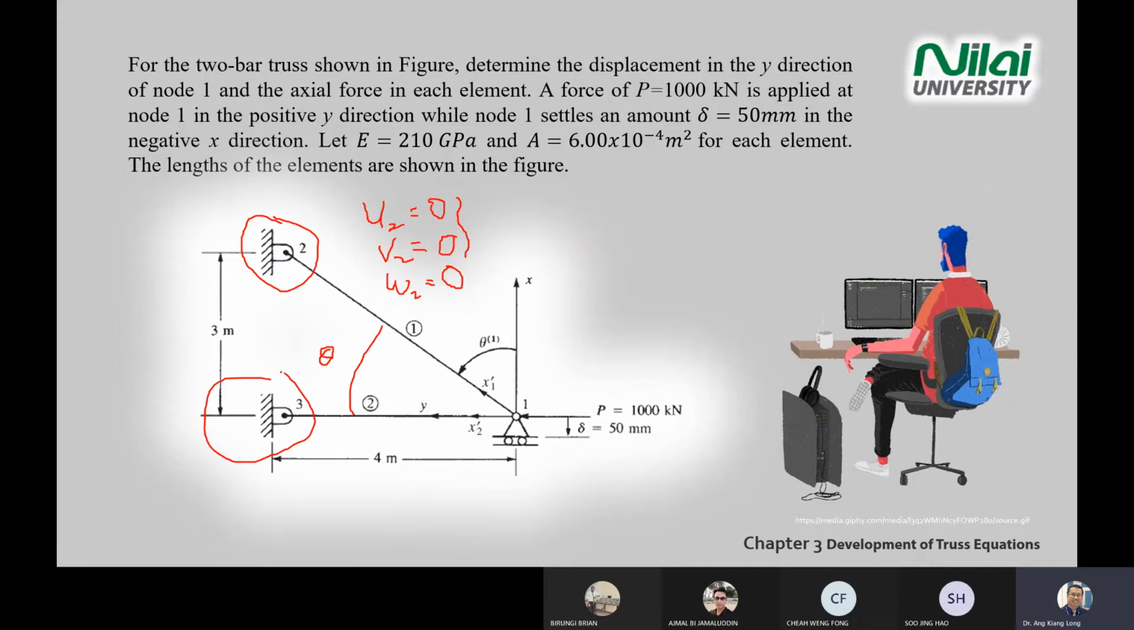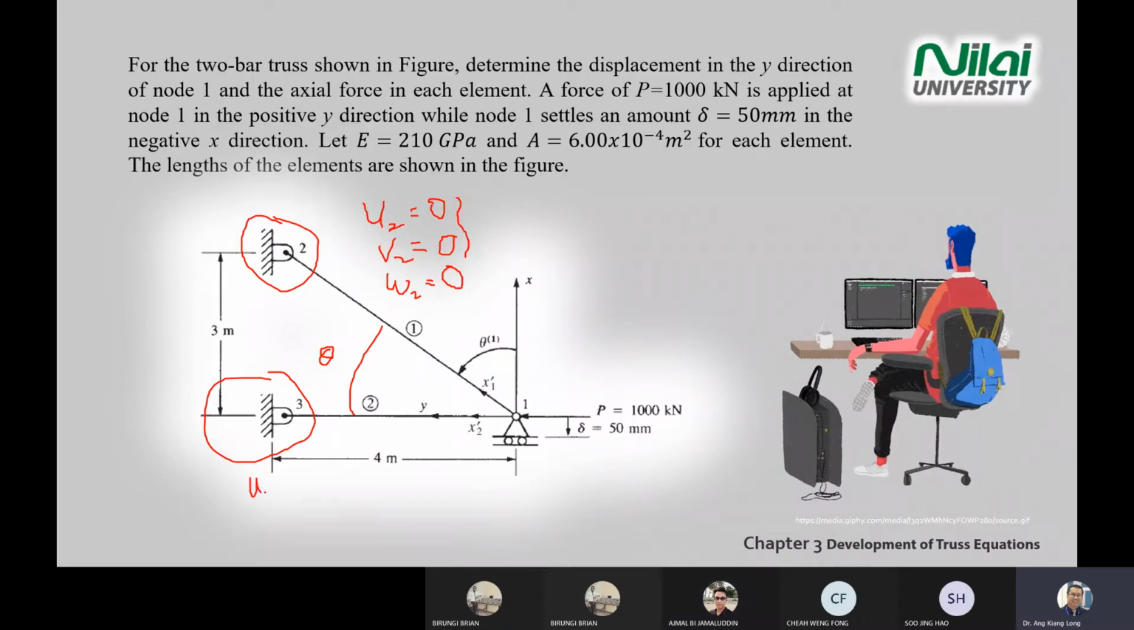Okay, same. Ashmal, what is the displacement at point number 3? 0 also, 0 for U3, V3. If we ask in 3D, then W3 also is 0. All is 0. Okay, good. All right, now let's look at point 1.